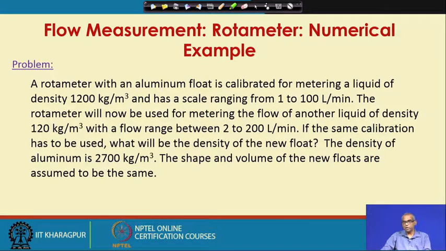So, the new liquid's density is 120 kg per meter cube. So, it is 1/10 lighter than the previous one, but now I increase the scale range. I in fact double it. The initial scale range was 1 to 100 liter per minute. The new scale range will be 2 to 200 liter per minute. If the same calibration has to be used, what will be the density of the new fluid?